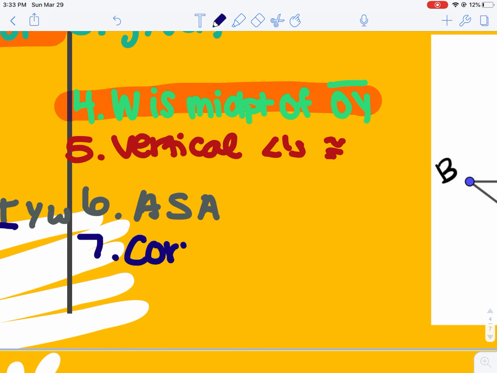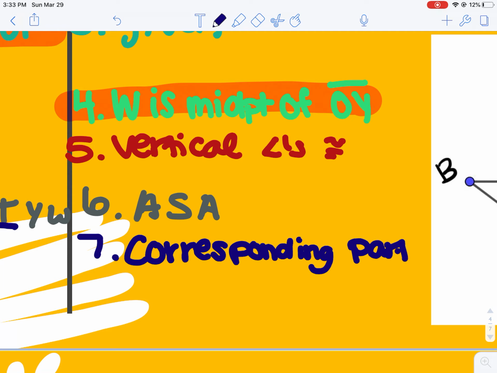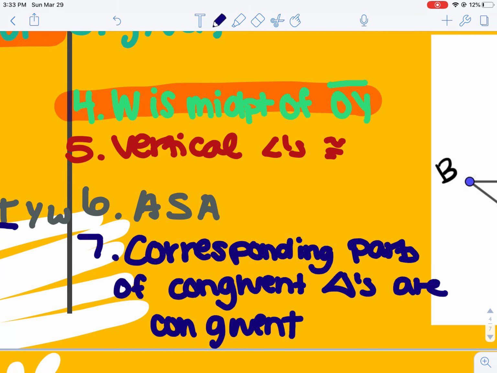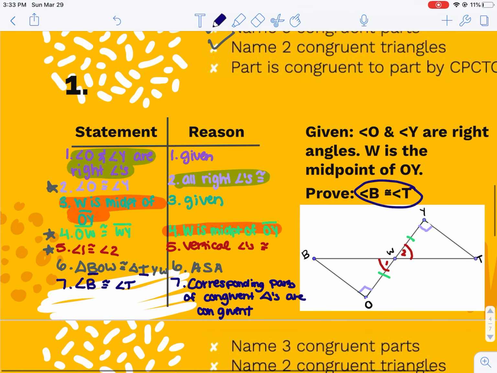And my reason is that corresponding parts of congruent triangles are congruent. If you would prefer to write CPCTC, you may. If you would prefer to write if triangles congruent, then parts are congruent, you can do that as well.